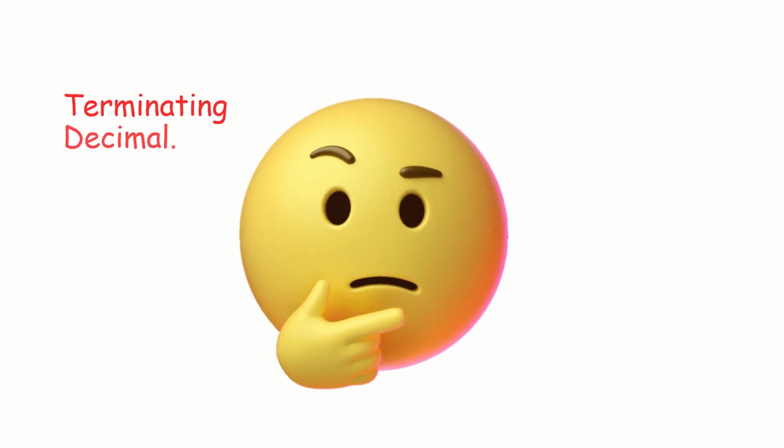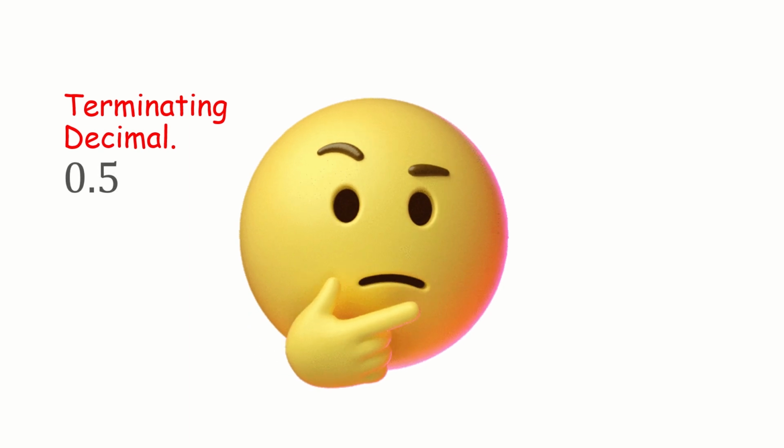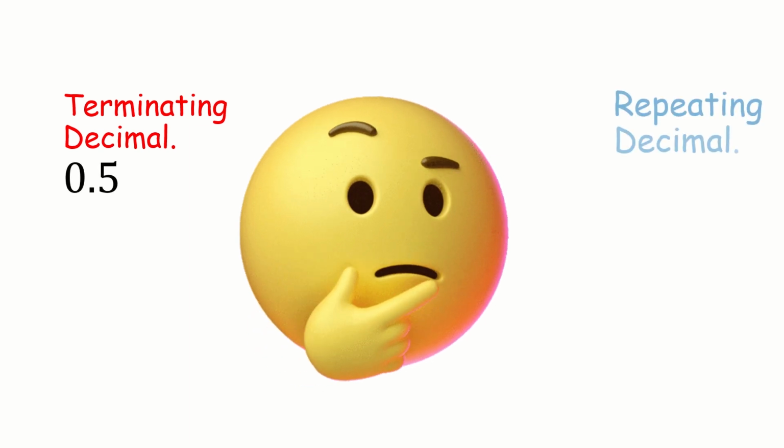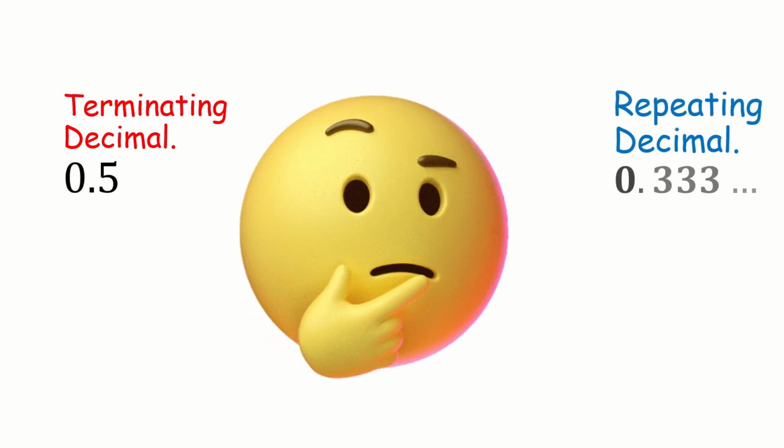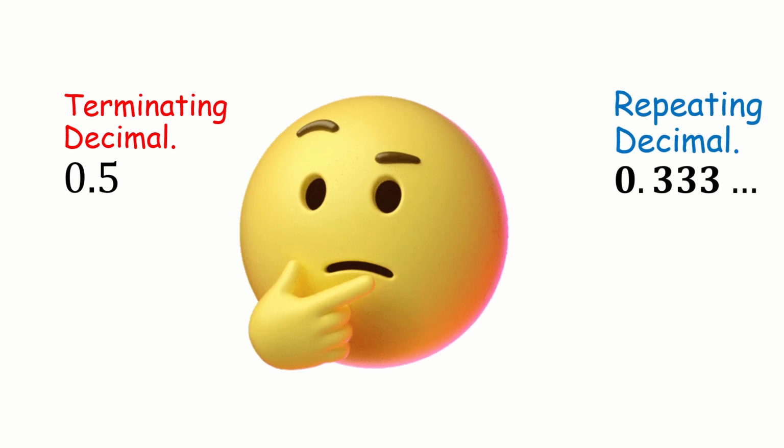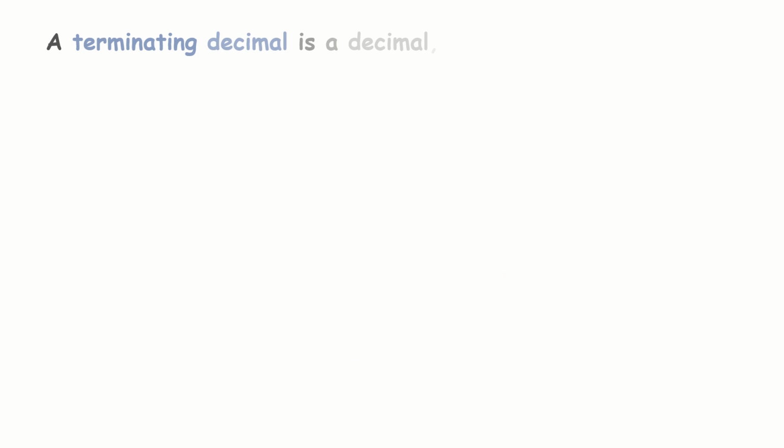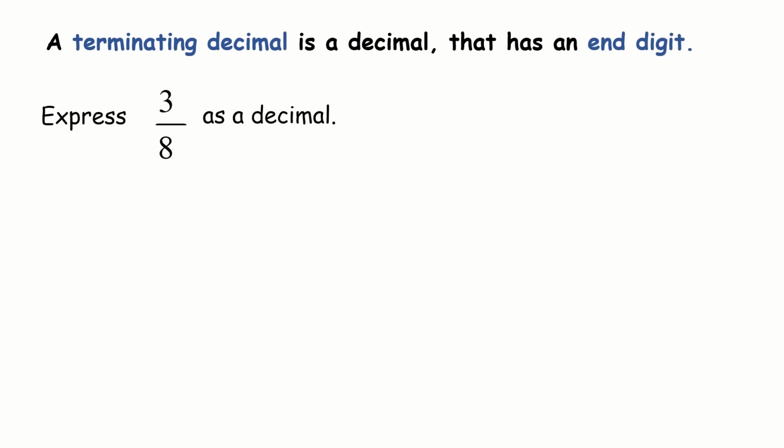Now, what is the meaning of terminating decimal and repeating decimal? So, what's the difference? All right, let's get into it. A terminating decimal is a decimal that has an end digit. For example, express 3 over 8 as a decimal.